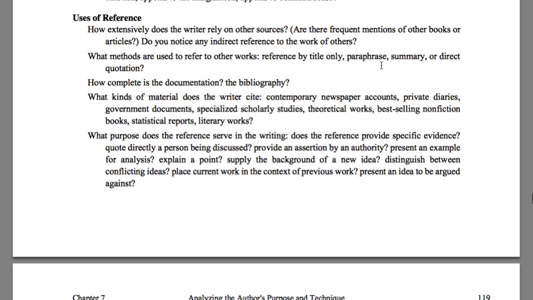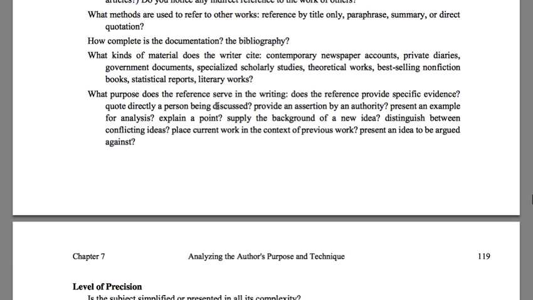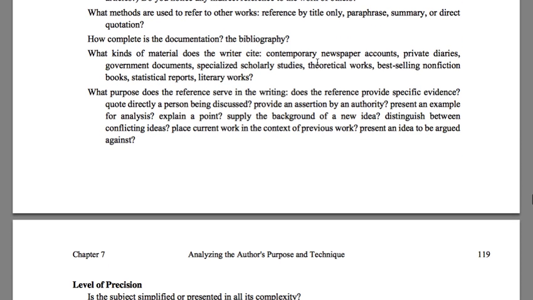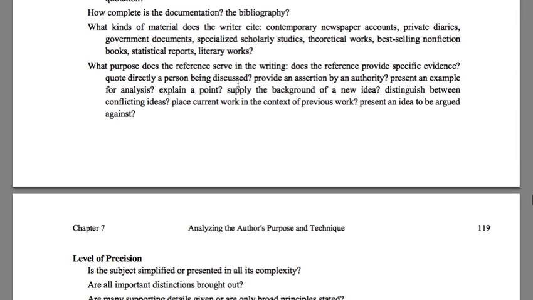Is it referenced by title, paraphrase, summary? Are there any indirect references? Do they rely on other sources? Do they give you documentation? Is there a bibliography? Where do they cite? Newspapers, diaries, specialized scholarly studies, best-selling nonfiction, literary works, etc.